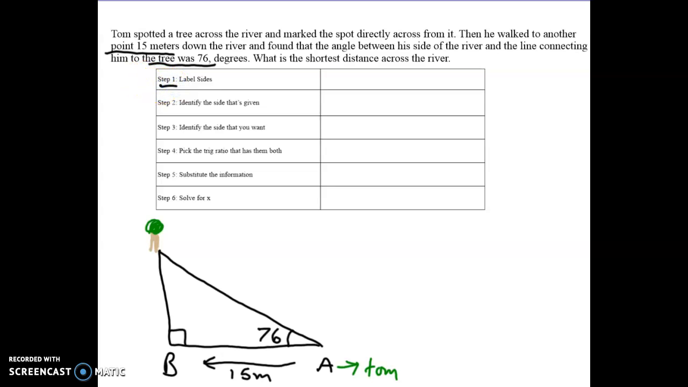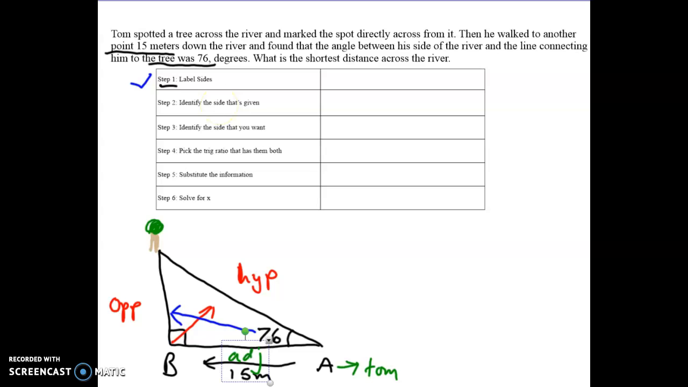So I look at my step one. Step one says label the sides. The first thing I'm going to do, we know this is our theta angle, 76. So I'm going to say this is my opposite side. I know the side from the right angle is my hypotenuse side. And I know that the side next to theta is my adjacent side. So we have our opposite, hypotenuse, and adjacent side. So we've labeled the sides. Check. I'm going to check that off.